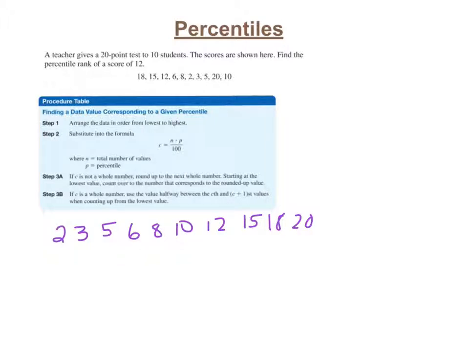I go 1, 2, 3, 4, 5. 1, 2, 3, 4, 5. Halfway between 8 and 10. 18 divided by 2 is 9. Median is 9. That's the 50th percentile.